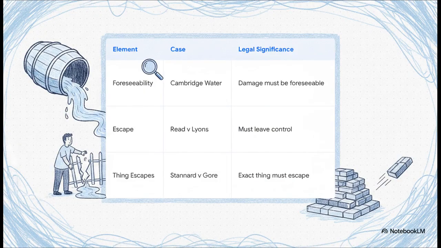Let's cement this with another quick summary, this time for elements 3 and 4. Cambridge Water is super vital because it actually added the requirement of reasonable foreseeability to the mischief element. The damage must be reasonably foreseeable if the thing escapes. Then you've got Reed v. Lyons defining escape, and Stannard v. Gore proving that the exact thing accumulated must be the thing that actually escapes.